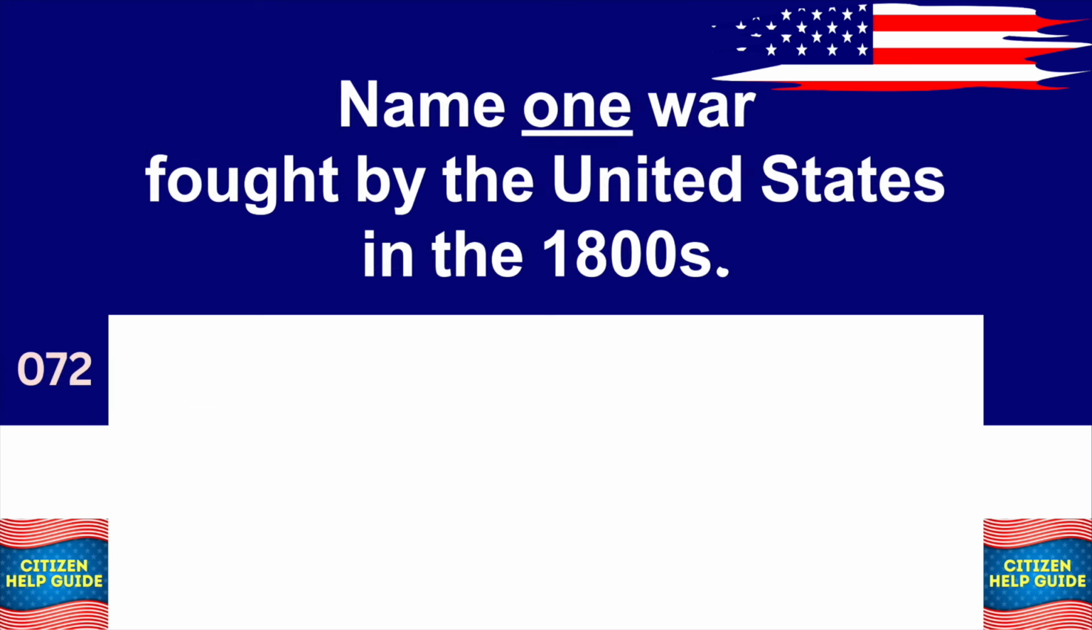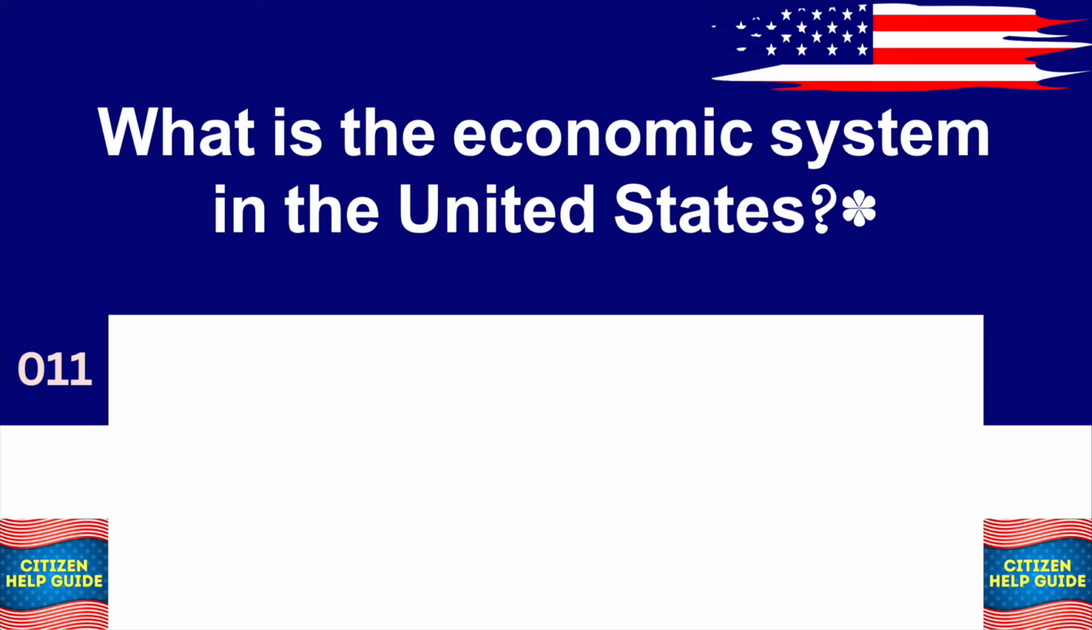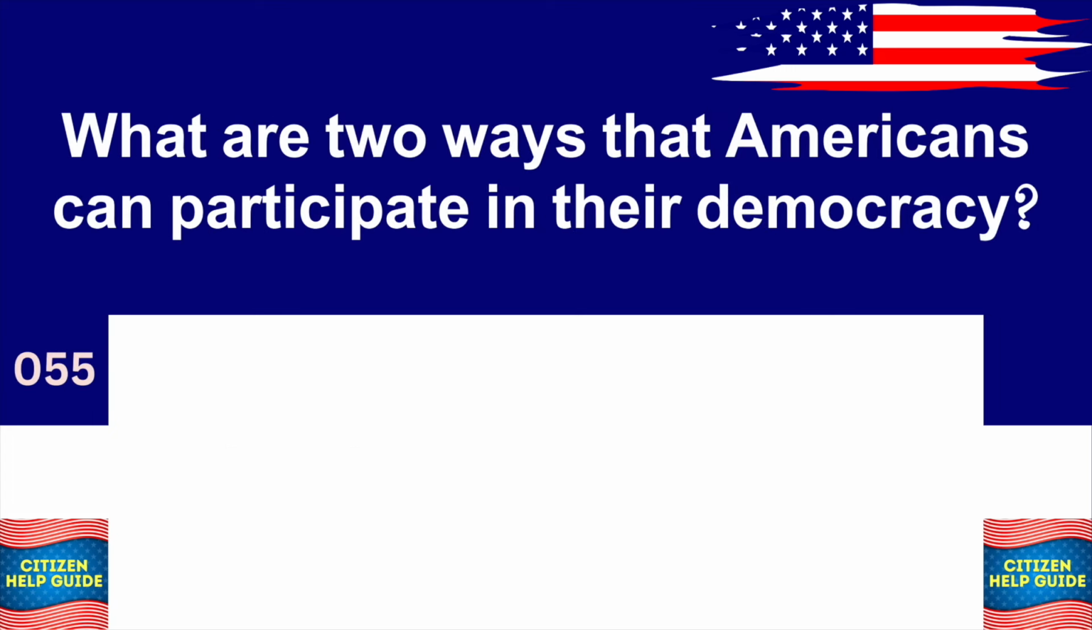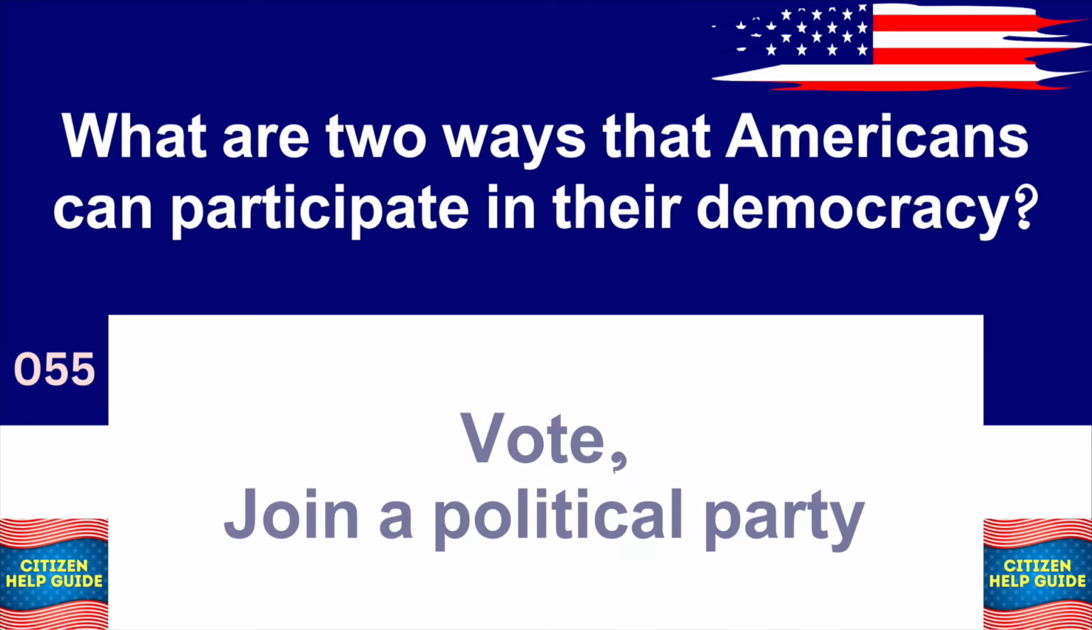Name one war fought by the United States in the 1800s. Civil War. What is the economic system in the United States? Market economy. What are two ways that Americans can participate in their democracy? Vote. Join a political party.